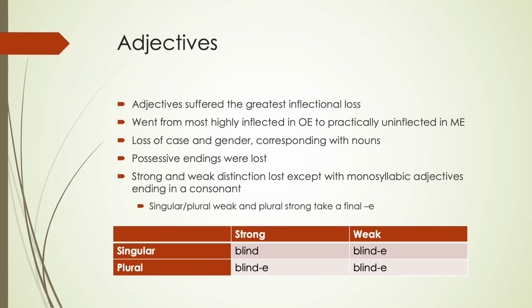If you remember the Old English adjective chart, you remember that there were lots and lots of differences between strong, between weak, between different cases. There were all sorts of different markers. And by the time we get to Middle English, this chart is all that we have left of adjectives, and it's only in monosyllabic adjectives ending in a consonant. So a word like blind would have an A ending in the weak cases and in plural cases, but not anywhere else. And we wouldn't see any endings in any other kinds of adjectives.